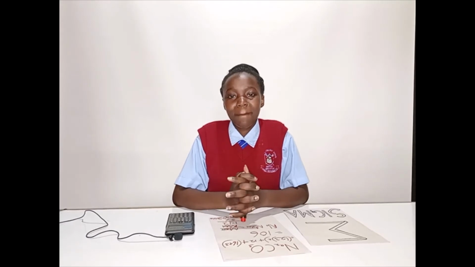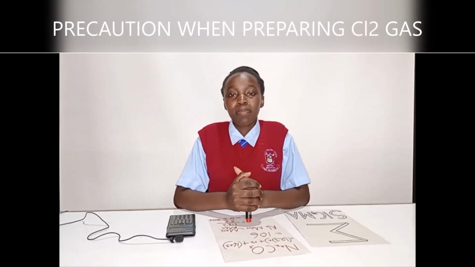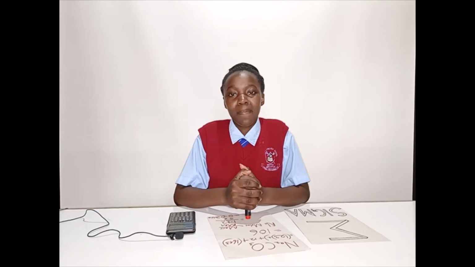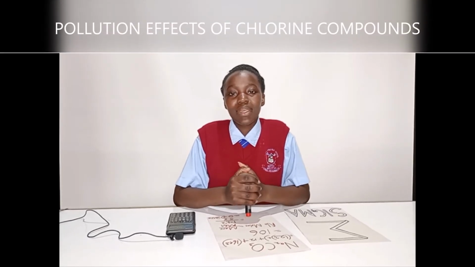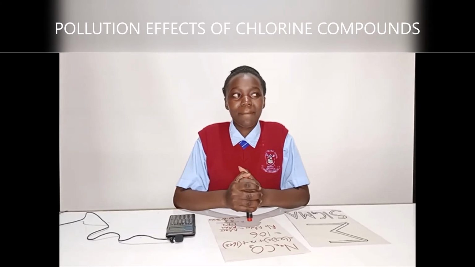Well, what precaution should you take when you're preparing chlorine? It should be prepared in a fume chamber because it is a poisonous gas. Okay, that's very correct. State 2 effects of chlorine compounds to the environment.